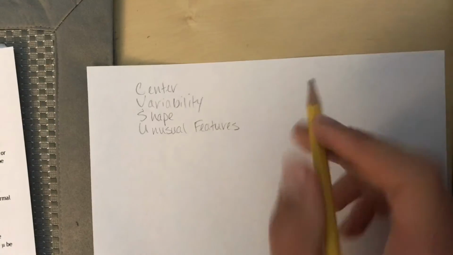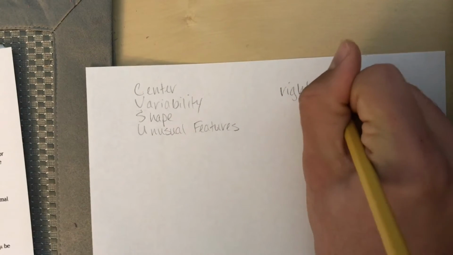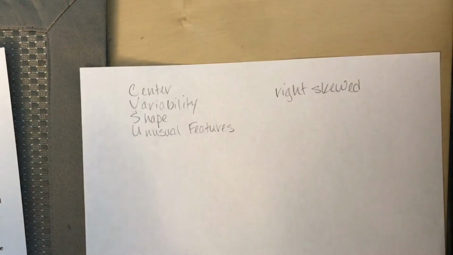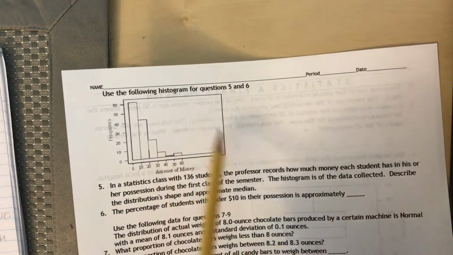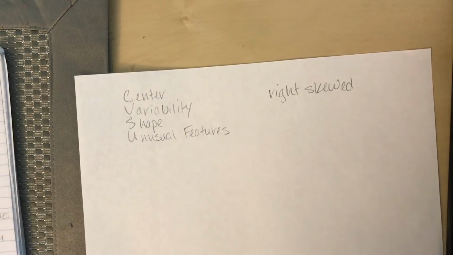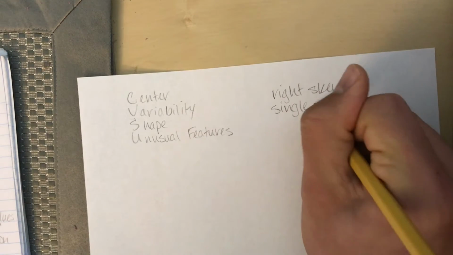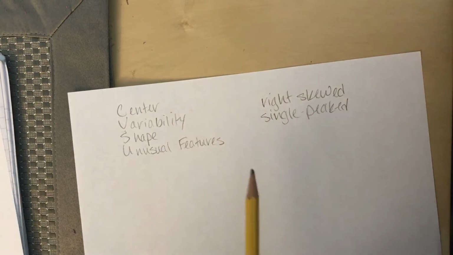Then for shape, you're going to look at the peaks or the skew. For this one, it's going to be right skewed because there's no data on the right side of the graph. Then it's going to be single peaked, because there's one distinct peak right here. So that's pretty much for shape.